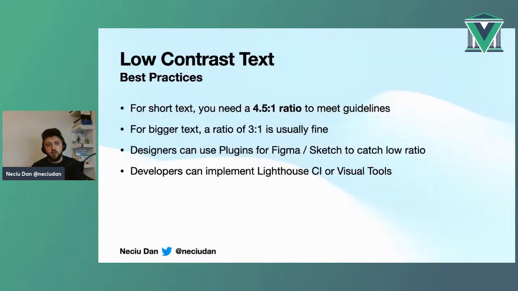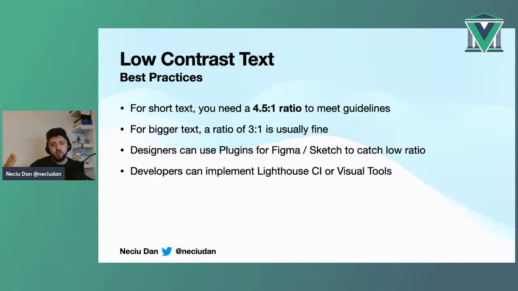So now that we know that this is how it should not be done, what do we need to make it good? The World Wide Web Consortium has 2 guidelines for success. Most text needs a ratio of at least 4.5 to 1 against its background. These rules are a little bit laxer if you have large text, so it only needs a ratio of 3 to 1 against its background.